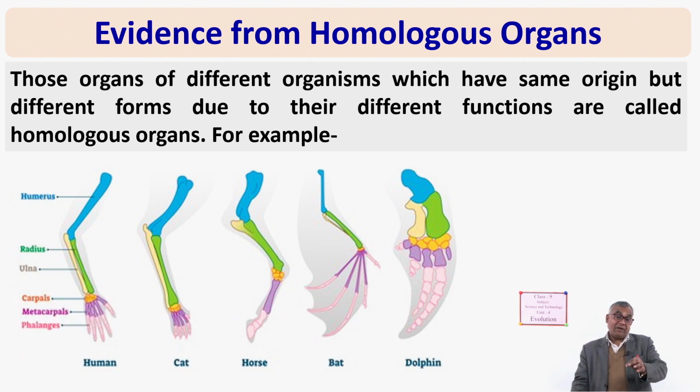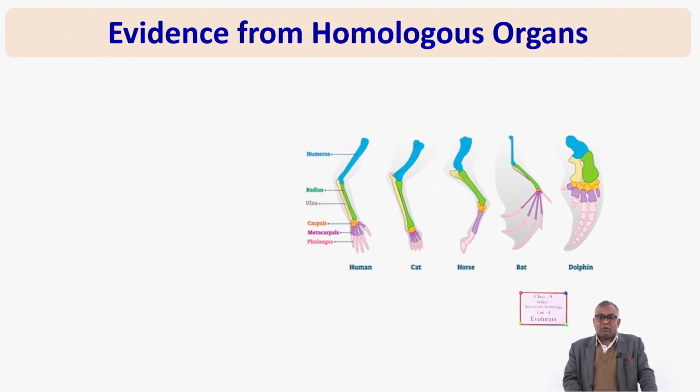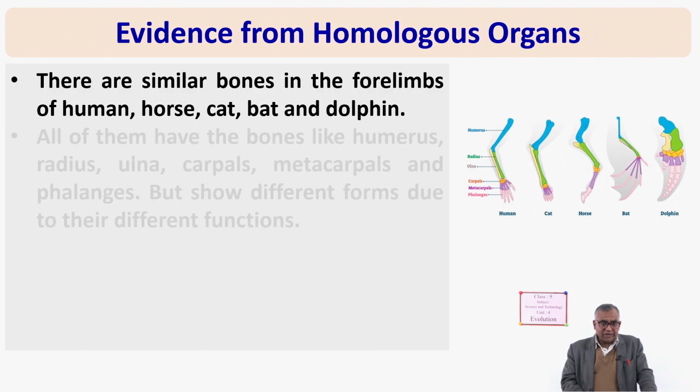All of them have the same internal structure, but externally, the paddle of a whale or dolphin is very different from our hand. A bird's wing is very different from our hand. A horse's leg is different from our hand. Why? Because they have different functions. Different functions make them modified in form. Anyway, what evidence do we get from it?